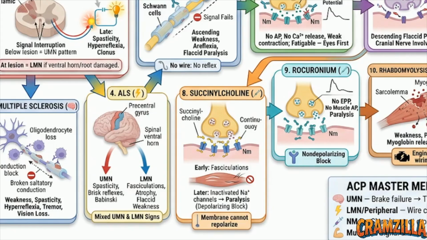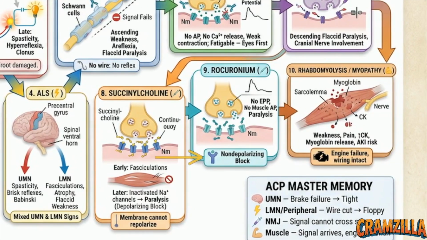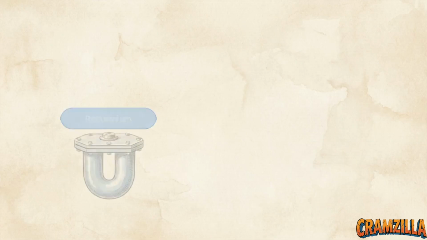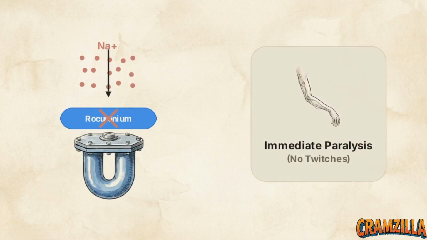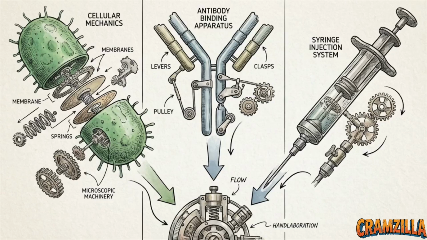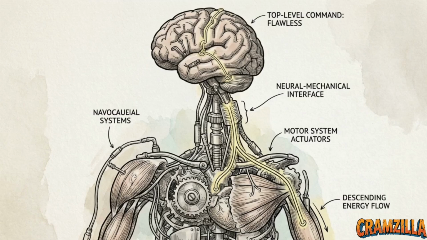Box 8 shows succinylcholine. It binds the receptor but isn't broken down, causing a continuous sodium influx. This massive depolarization initially causes fasciculations, but soon sodium channels inactivate, leading to total paralysis. Rocuronium, in box 9, is a non-depolarizing antagonist physically blocking acetylcholine entirely. Because the channel never opens and zero sodium enters, the muscle experiences immediate paralysis without any initial twitches. Whether the junction is sabotaged by a bacterial toxin, an autoantibody, or a syringe, breaking the spark plug guarantees motor failure, even if the brain's command signals are firing perfectly.